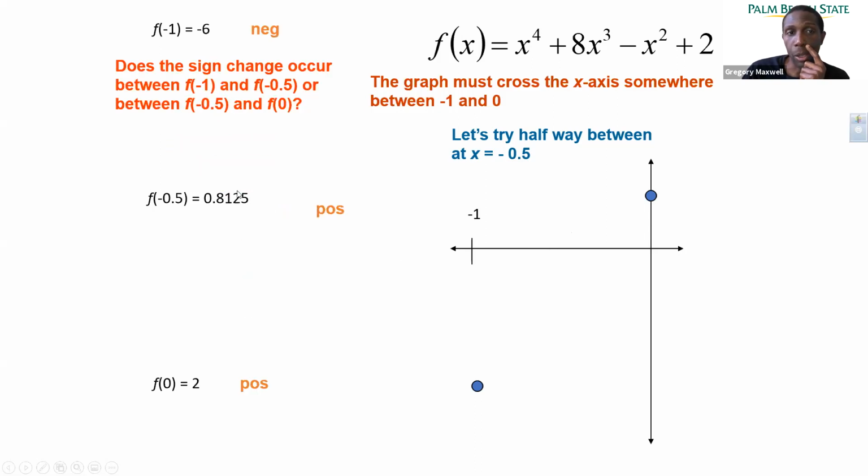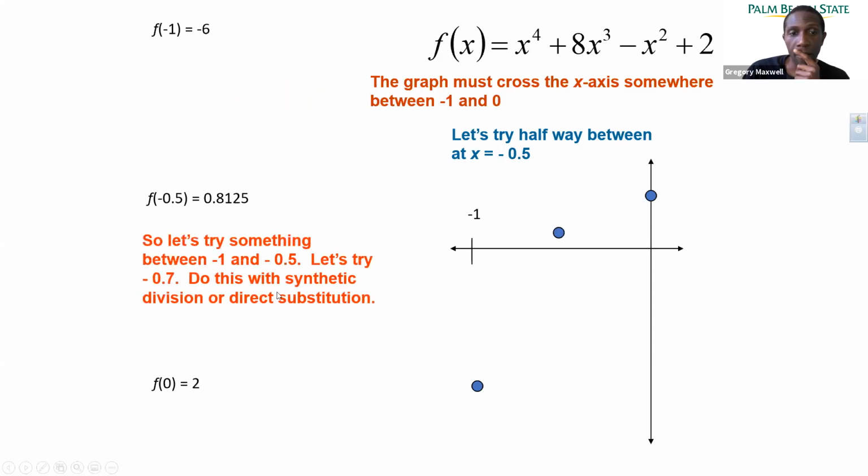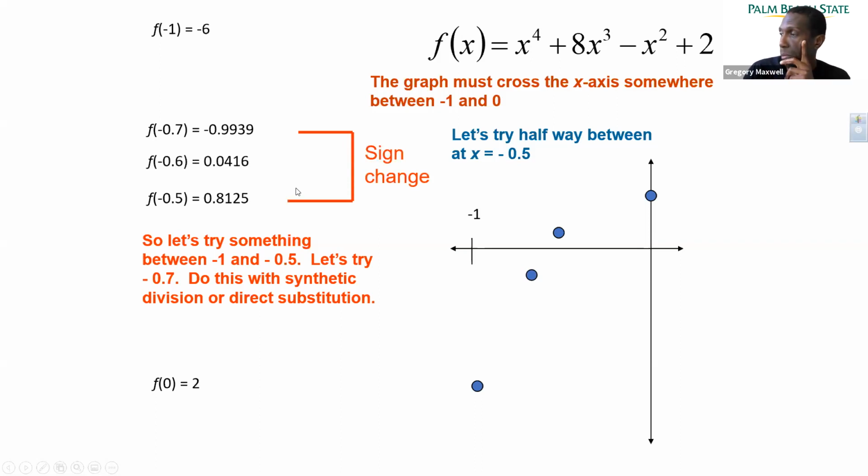So now I'm going to try a number between -1 and -half. So I try -0.7. When I plug in -0.7 into the function, I get a negative answer. So that means the graph crosses between -0.7 and -0.5. So I try a number between those. -0.6. When I try -0.6, I get a positive answer.